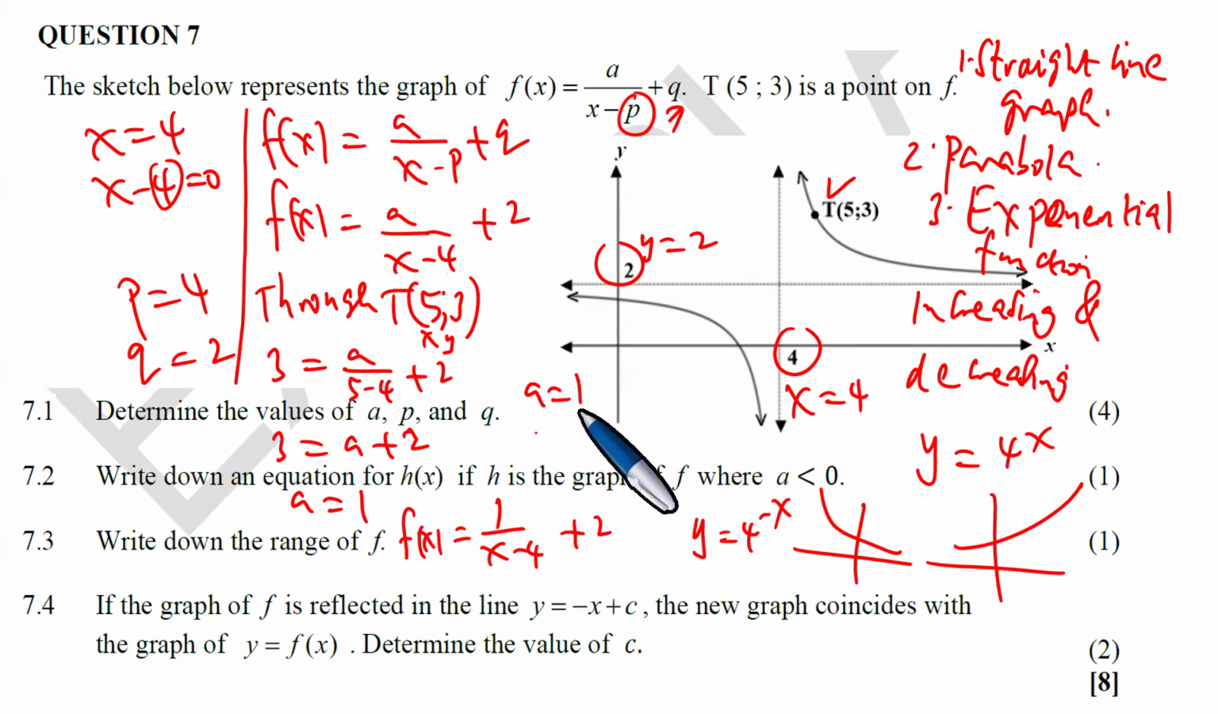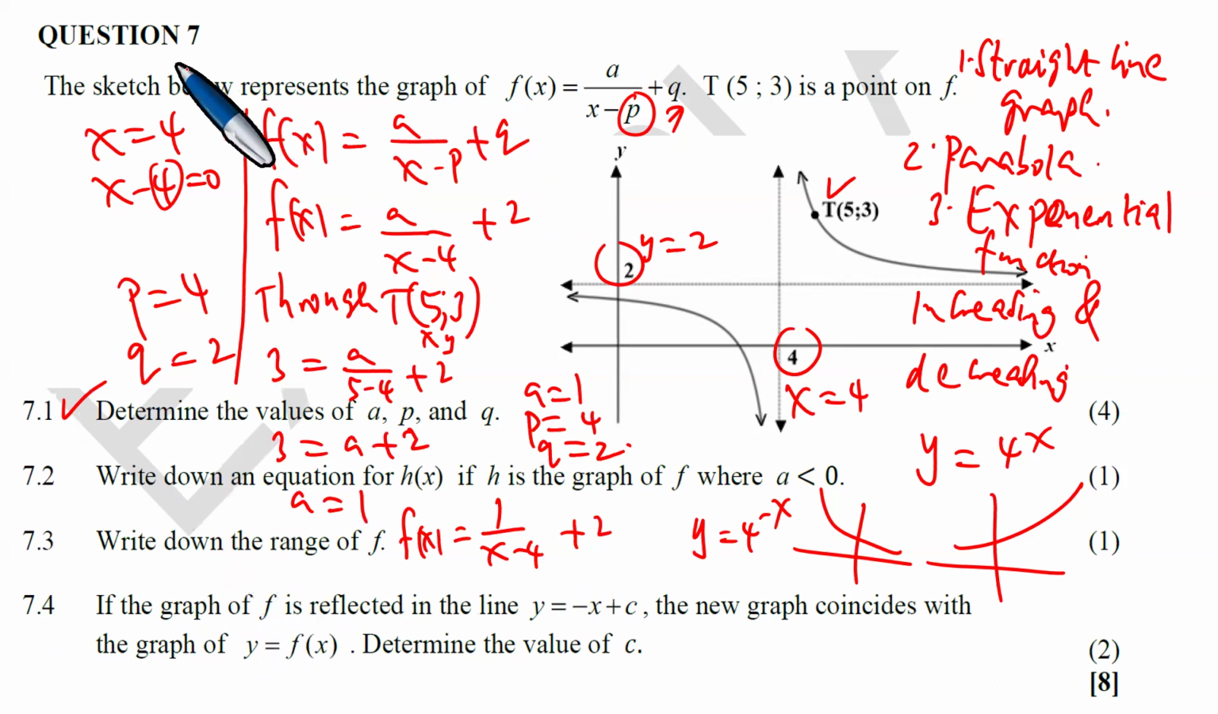It means the following: a is 1, p is 4, q is 2. You've already got the values over there. And this was the answer to the first question, 7.1. We move to 7.2 next to solve that one.